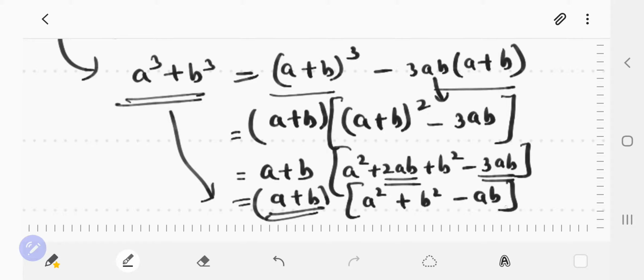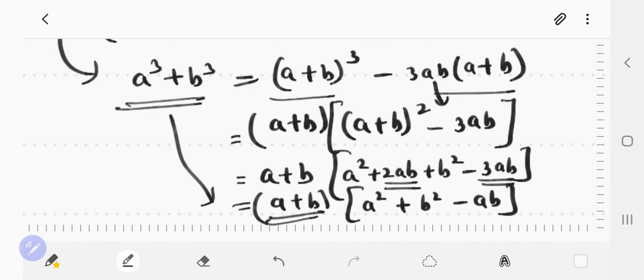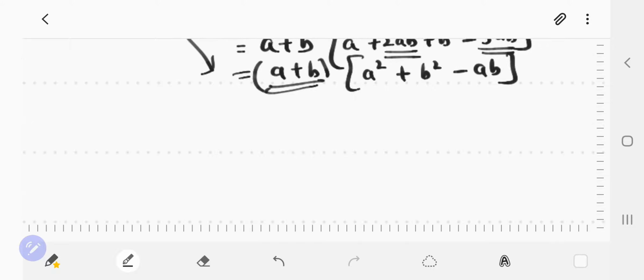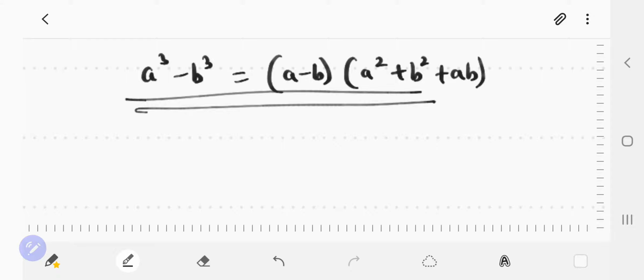Okay. So similarly you have an identity, if you want to note it down. Similarly you have an identity for a cube minus b cube. In that case you have (a minus b)(a square plus b square plus ab). So these are your identities which we'll be using in our exercise 5D. So exercise 5D, let's start.